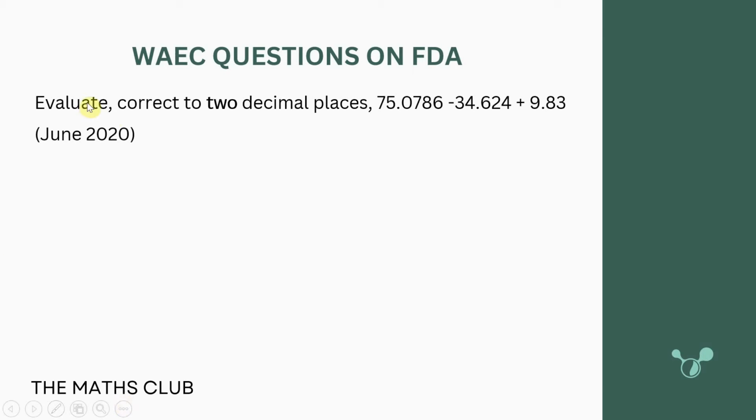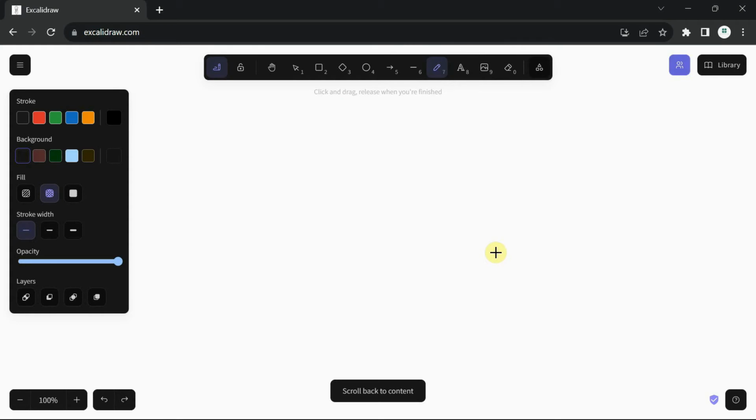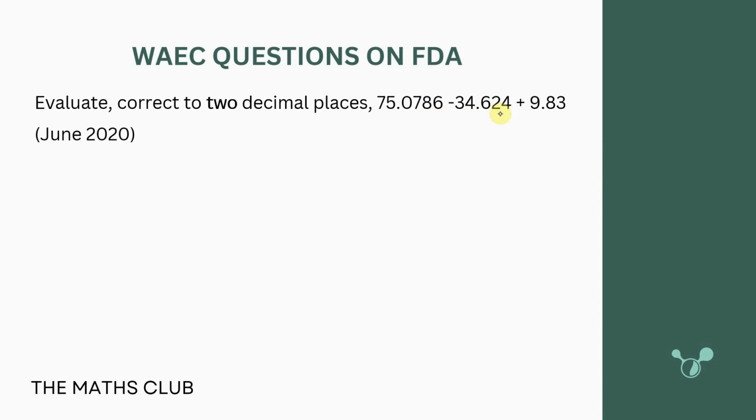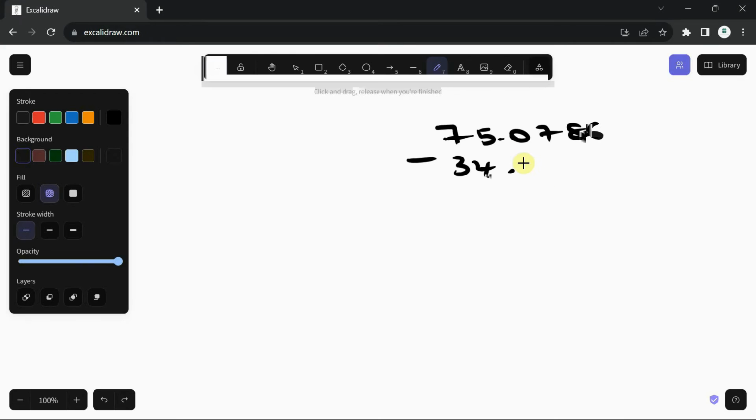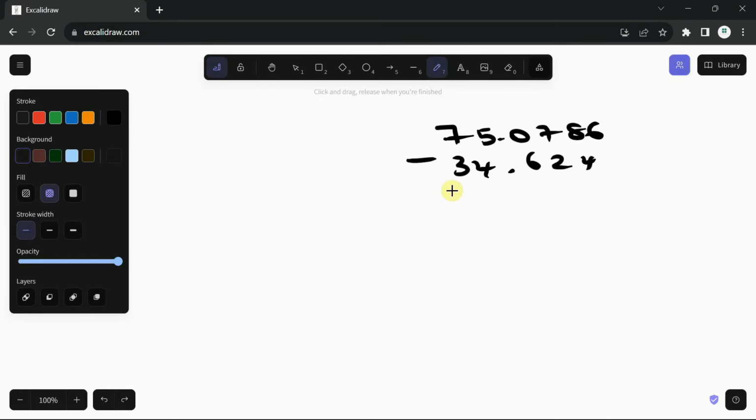So it says evaluate correct to 2 decimal places. 75.086 minus 34.624 plus 9.83. Right. So let's take it in bits. 75.086. Yeah. 34.624. So minus 34.624. Right, let me do that first. So this is like 6 minus, this could be something as 0. 6 minus 0 is 6. 8 minus 4 is 4. 7 minus 2 is 5. 0 minus 6 cannot go.